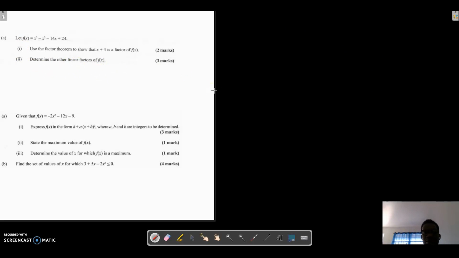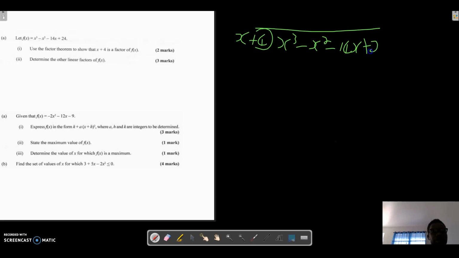Now, once we have a factor, we can of course find the other factors by dividing this, which we call the dividend, by the factor that we have, which is x plus 4. So it's x plus 4 into x cubed minus x squared minus 14x plus 24. And we say x into x cubed is x squared, times my divisor would give me x cubed plus 4x squared. And then we subtract. Now we know that x cubed would cancel with x cubed. So you have negative x squared minus 4x squared, which is negative 5x squared, and we carry down the minus 14x.